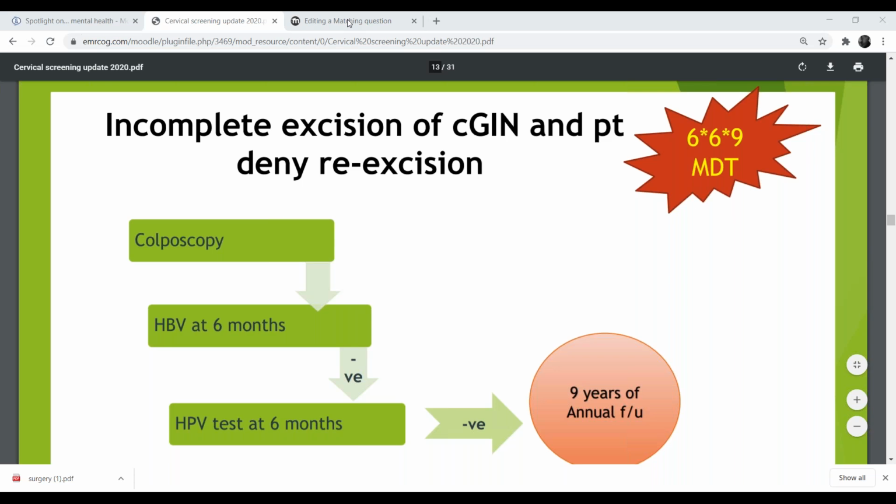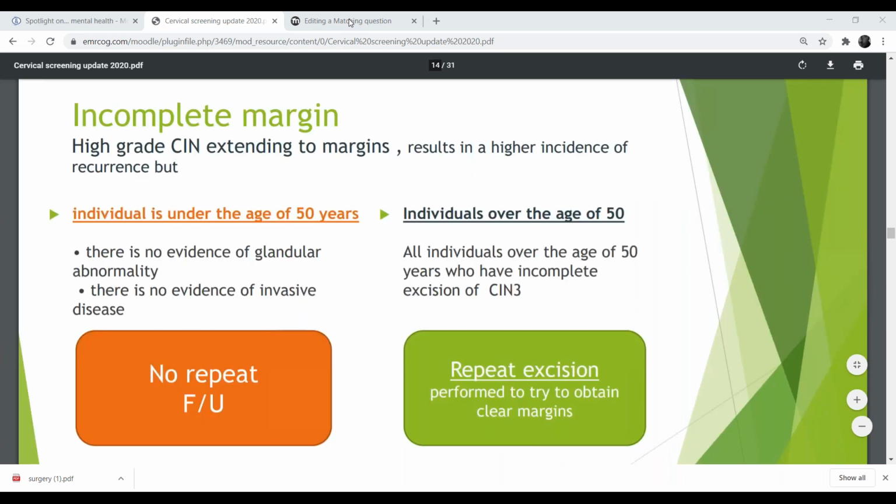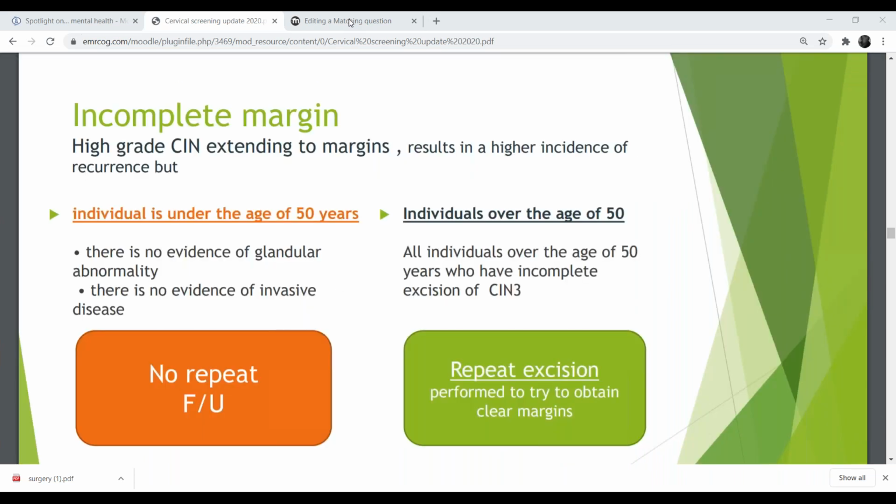Remember which case it is? It's the incomplete excision of CGIN and patient denies re-excision. The incomplete excision situations are important in your exam. So remember, CGIN incomplete excision management plan will depend on the age of the patient, below 50 or above 50. Remember, this is for the CIN2 and 3.